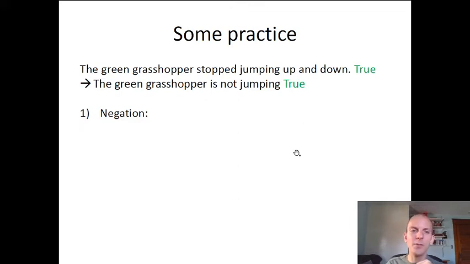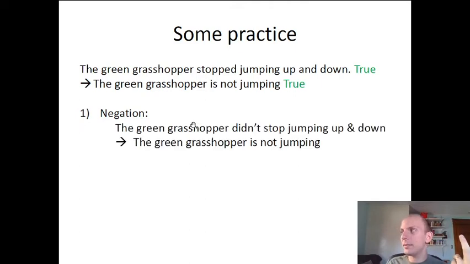So yeah, here's this true-true that I was just talking about. If A is true, B is true. Let's try negation first. Remember, we're going to be negating sentence A. We're going to take "the green grasshopper stopped jumping up and down" and negate it: "The green grasshopper didn't stop jumping up and down." That's our new A sentence. That's A prime, if you want to think about it that way.